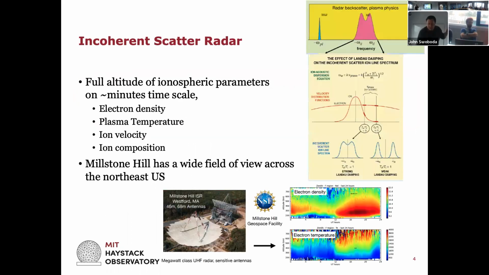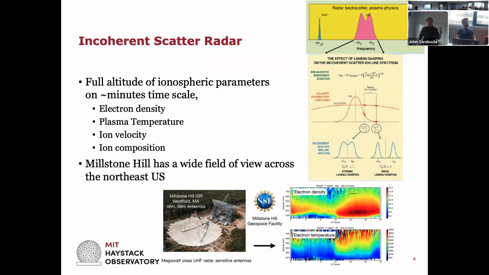First off, the types of things we do at Haystack. One of the things we have is our Millstone Hill ISR, where we have two large antennas, 46 meter and 68 meter antennas. The incoherent scatter radar, if you're familiar with plasma physics, is essentially measuring the ion acoustic line and the electron line specifically.